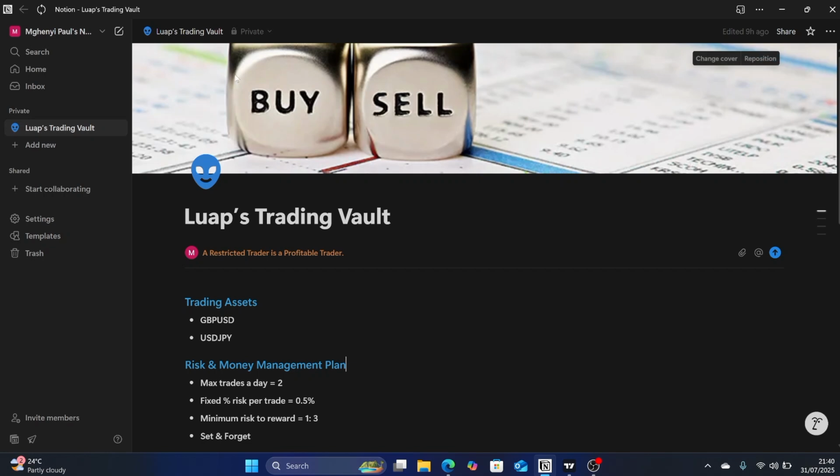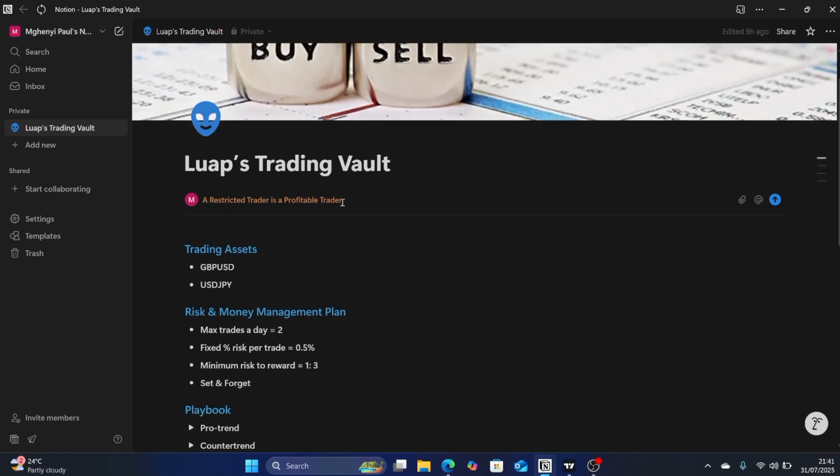So you can clearly see this is a duplicate of my vault. I have named it Luap's Trading Vault. You can name it Trading Workspace, Trading Studio, or any name of your choice, and of course, you'll replace this one here with your name. The cover, the icon, and all of that is upon your choice. Then obviously the comment, you can place it or not. A restricted trader is a profitable trader. That's always true, and we all know that.